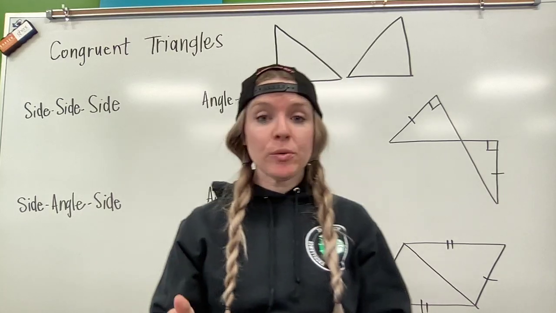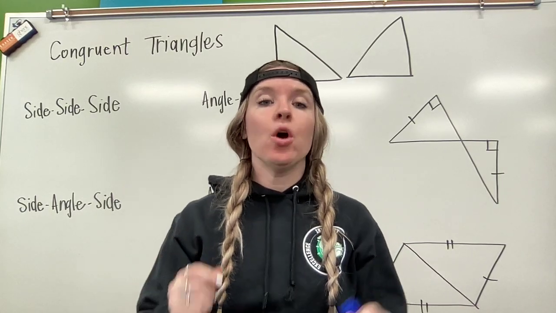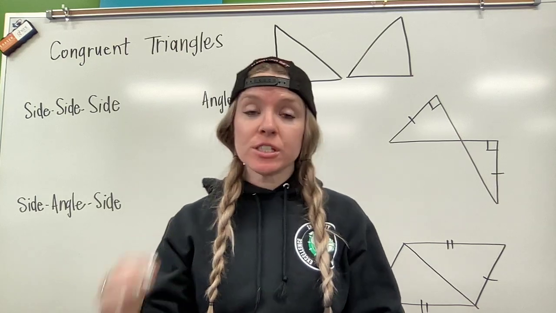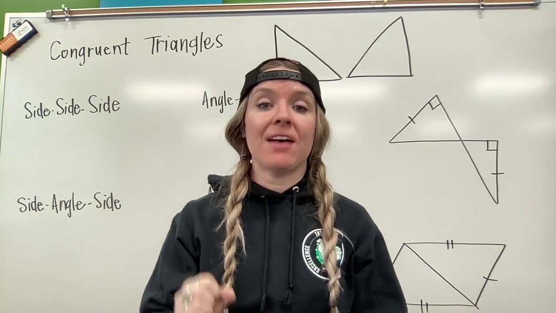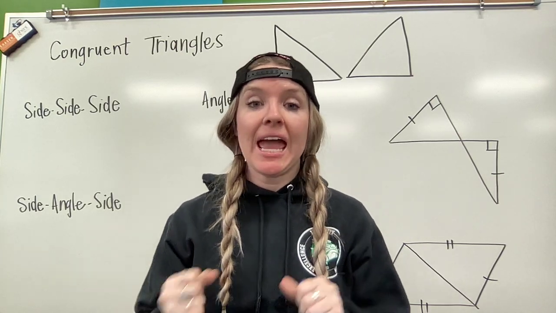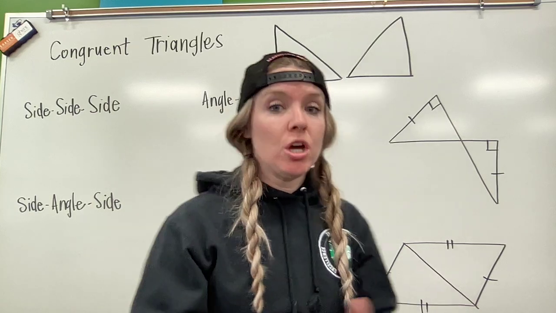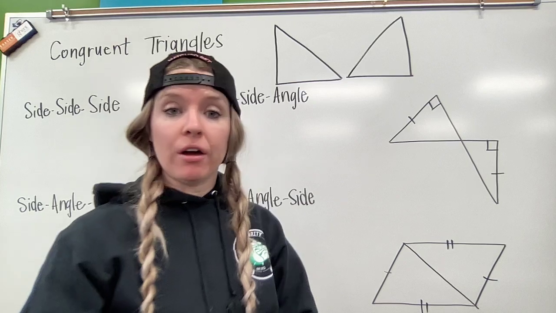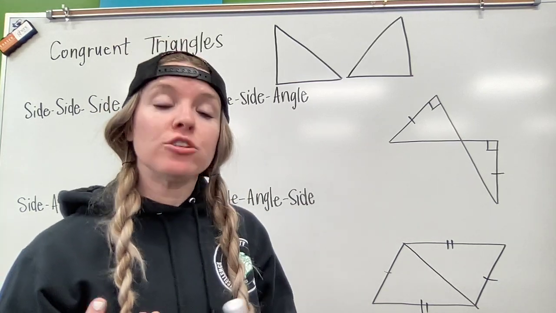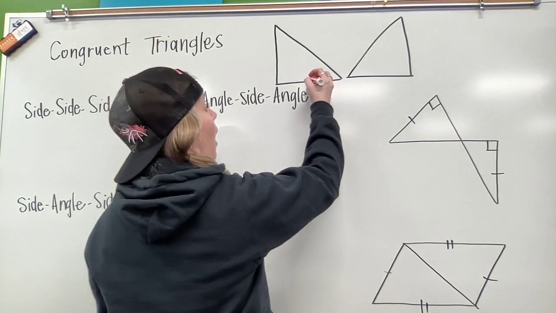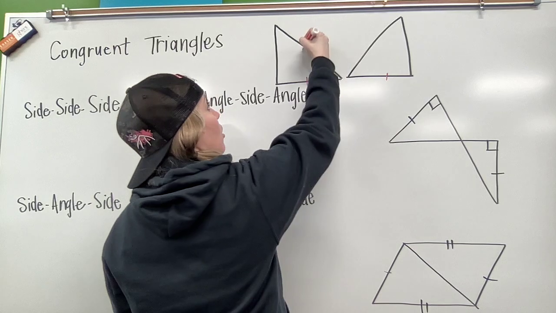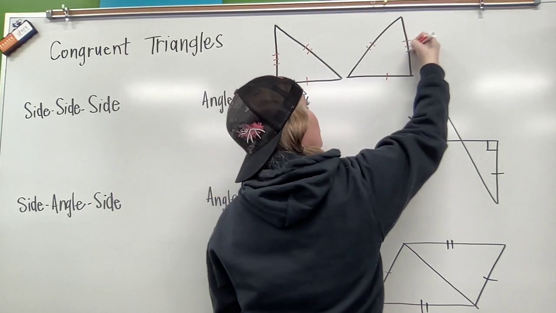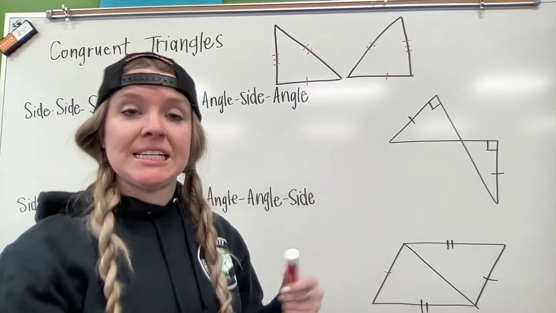So, continuing on with our triangles, we're going to talk about congruent triangles. For triangles to be congruent, that means they have to have the exact same side lengths and the exact same angle measures. So I've got these two triangles up here, so we're going to just show that notation on our triangle. To show that triangles are congruent, I have to know that all three sides are congruent to all three corresponding sides in the second triangle.